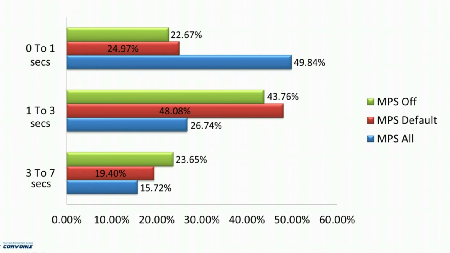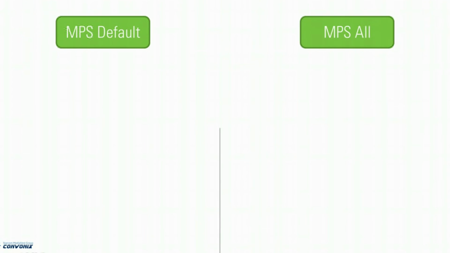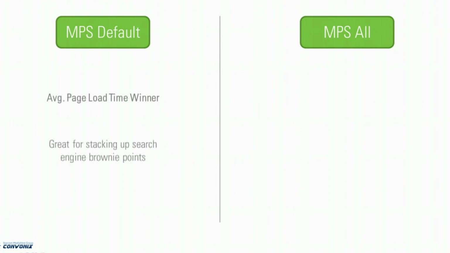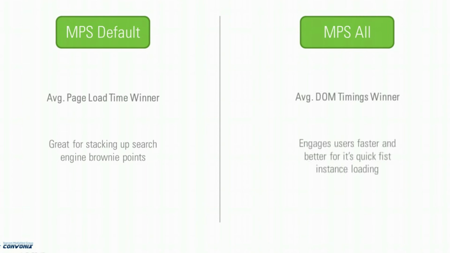It essentially boiled down to the default filters versus all. With respect to the average page load time, mod_pagespeed with default filters takes the game. But with respect to average interactive element timings, mod_pagespeed with all filters is the clear winner. This means that from the user's perspective, mod_pagespeed with all filters seems to load faster and thus is visually the winner of a page speed contest.